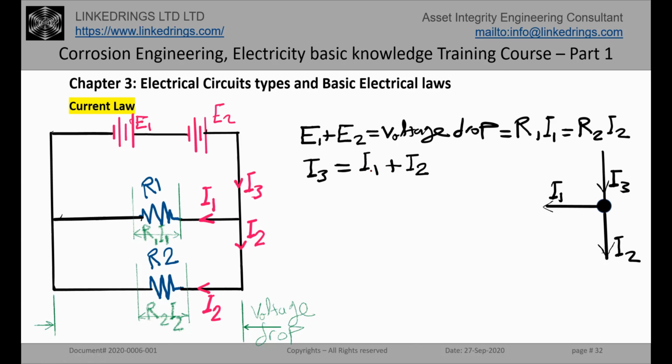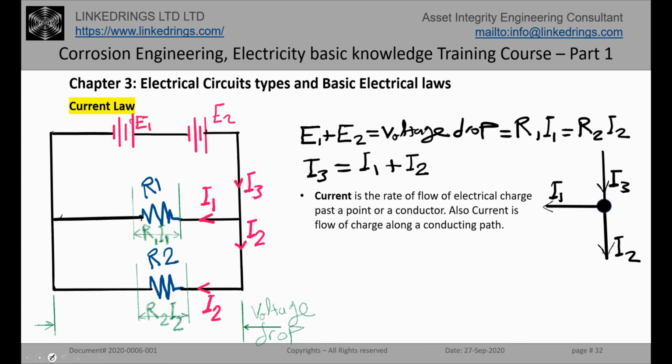I3 must equal I1 plus I2. Current is the rate of flow of electrical charges past a point or a conductor. Also, the current is the flow of a charge along a conducting path. This is the definition of the current.